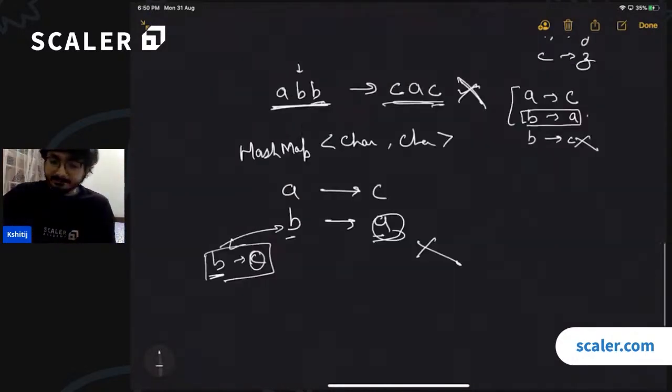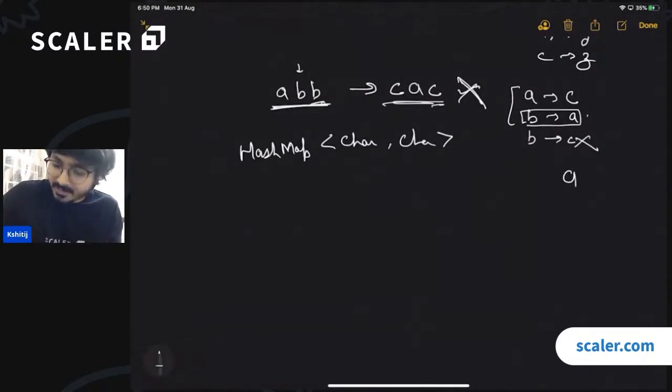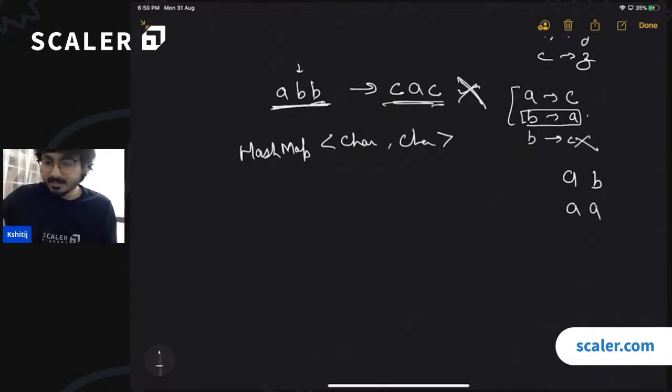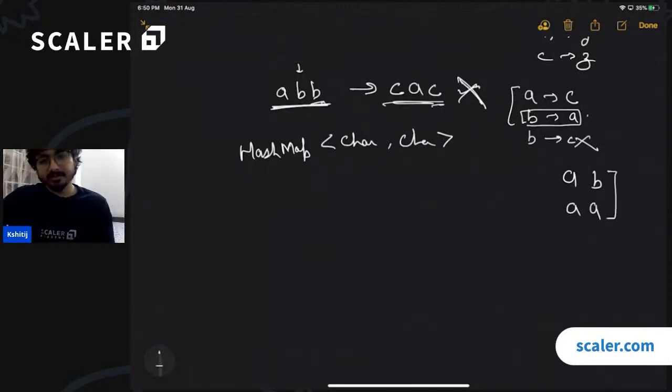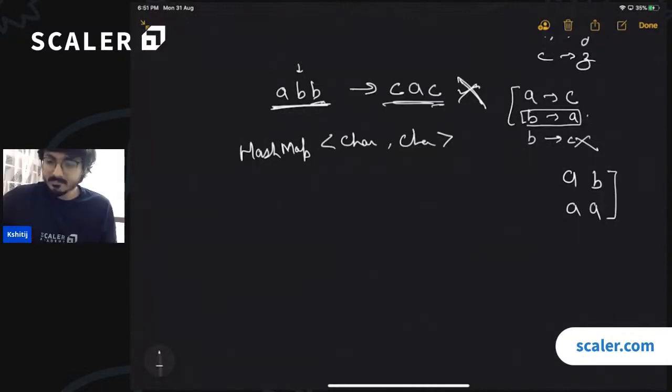Let's take an example. What if string A is AB, and the second string is AA, right? What should be the answer for this case? Should it be true? Should it be false? This should be false, right? Because I am having a mapping from A to A, and since this A already has a mapping with A, it cannot have a mapping with B. So this should be false.